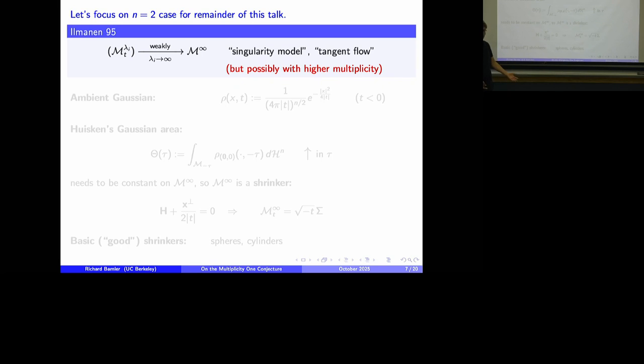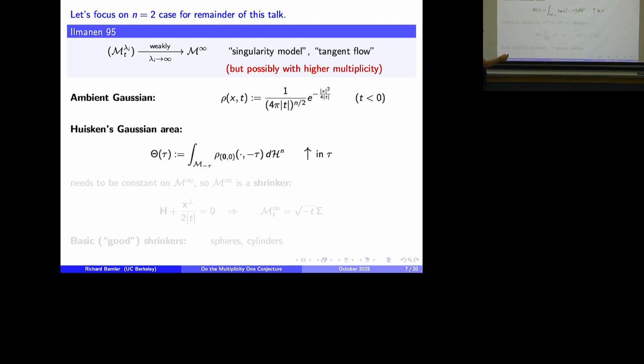Now we've extracted the singularity model. Now we need to study the singularity model. What can we say about it? To do this, we can use an idea of Huisken, which is used very often in this field, which is a monotonicity formula. So what did Huisken do?